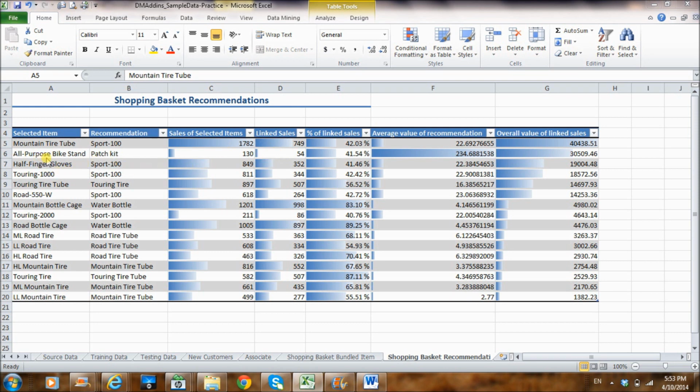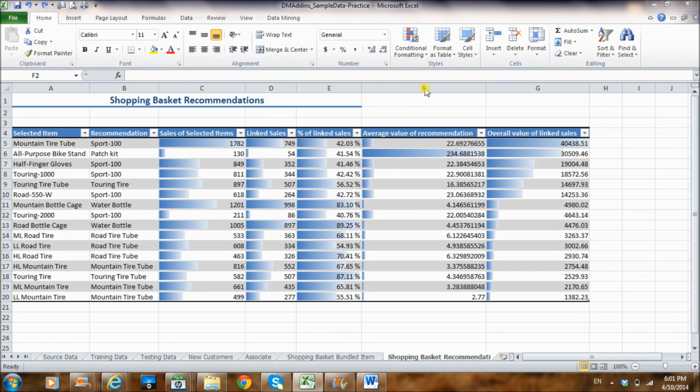Okay, so let's look at another one. Like all-purpose bike stand is contained in 130 transactions, and out of those 130 transactions, only 54 transactions also include a patch kit. So if you divide 54 by 130, that is 41.54%, and so on.